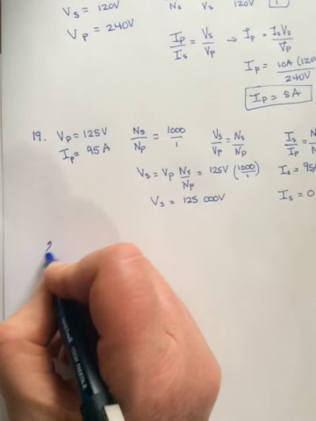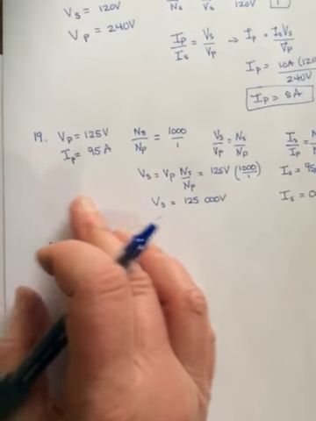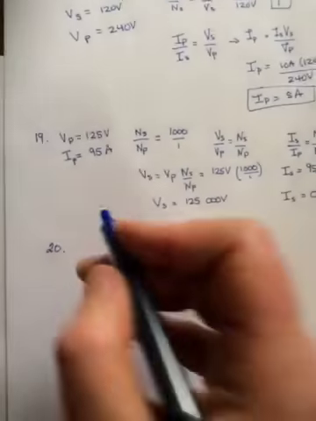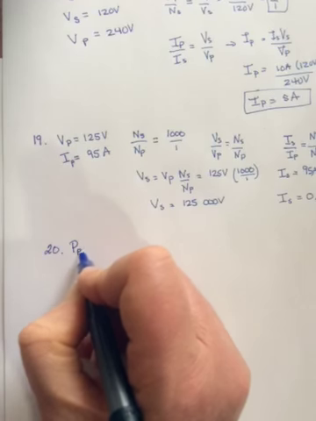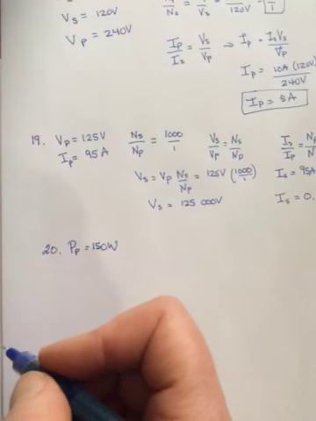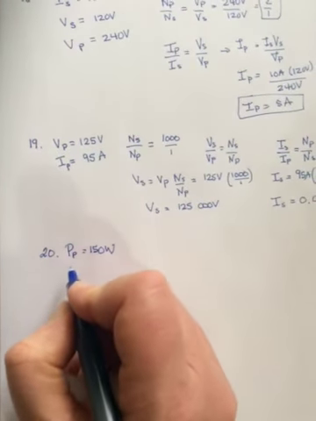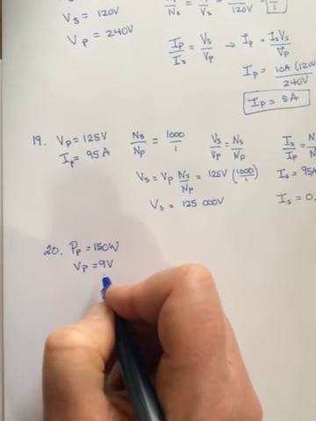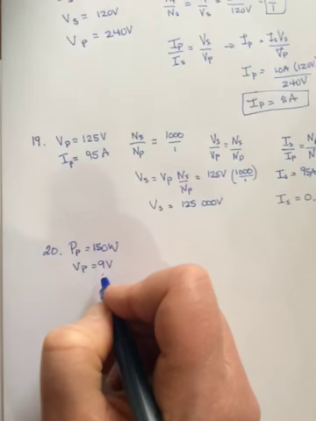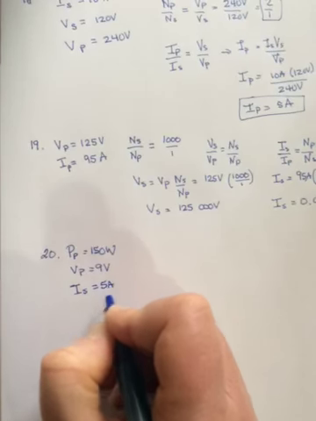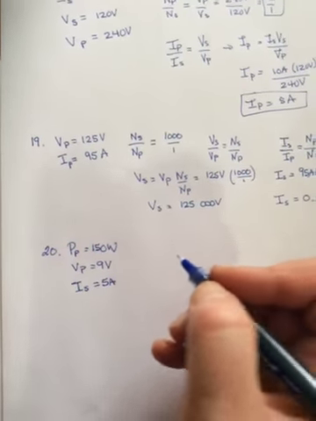So that's number 19. Number 20 says a 150 watt transformer. Okay, so that's my power, and it would be power primary. A 150 watt transformer has an input voltage of 9 volts. So Vp is 9 volts. And an output current of 5 amps. Is, 5 amps. What is it, a step up or a step down?